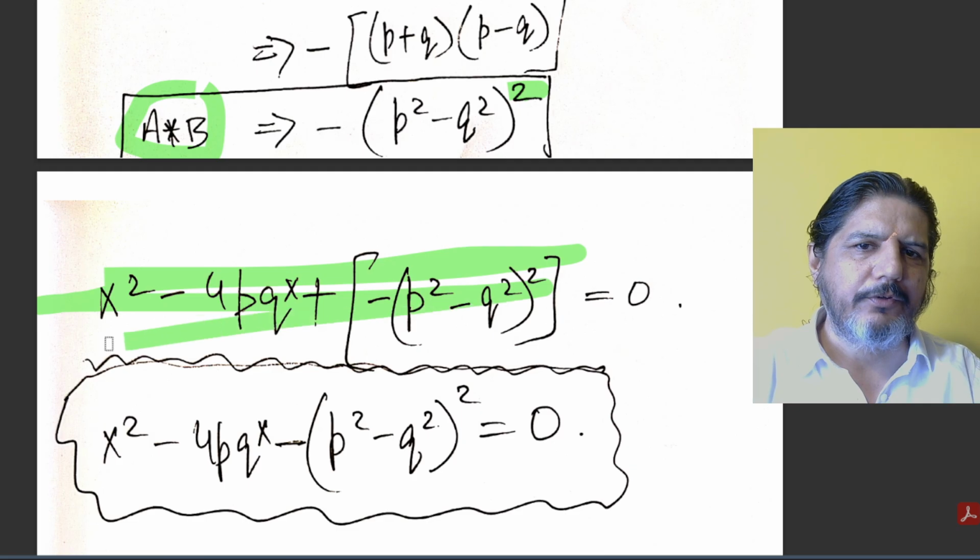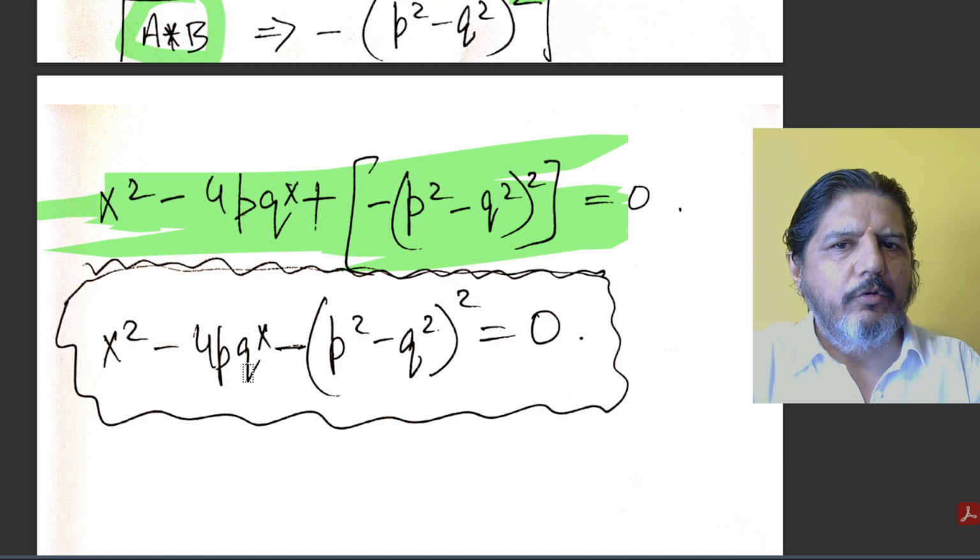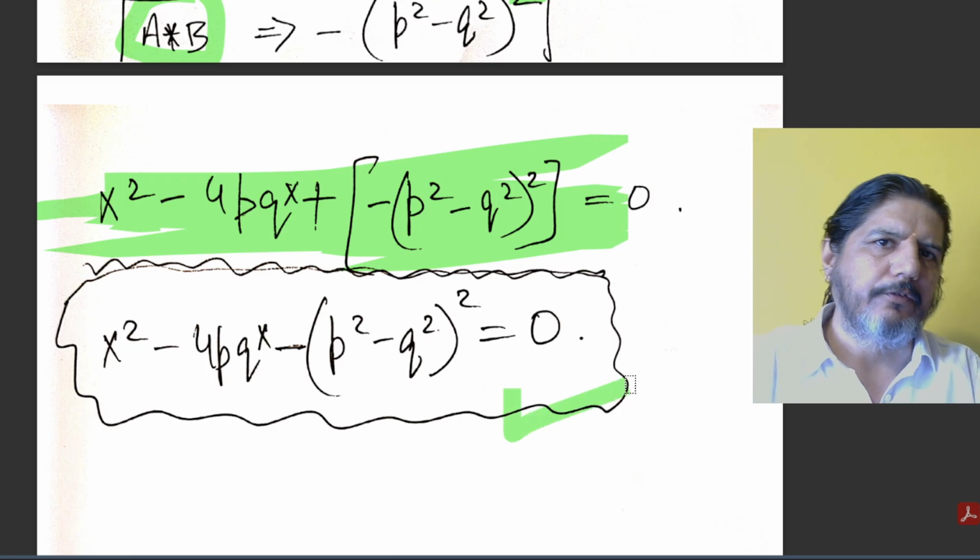This is the required equation which was being asked. x square minus 4px, this plus and minus will become minus, (p square minus q square) whole square is equal to 0. So this is my final answer.